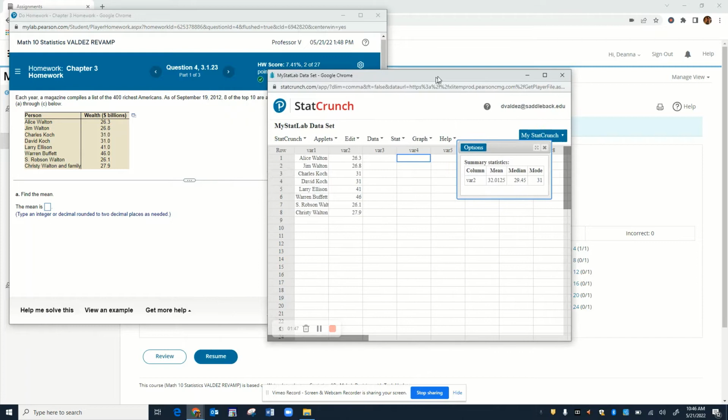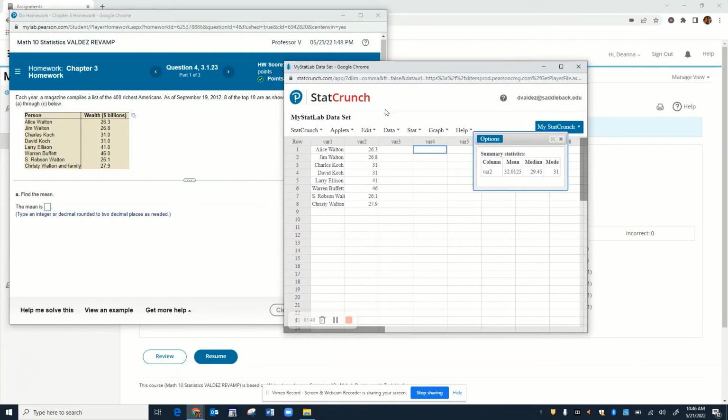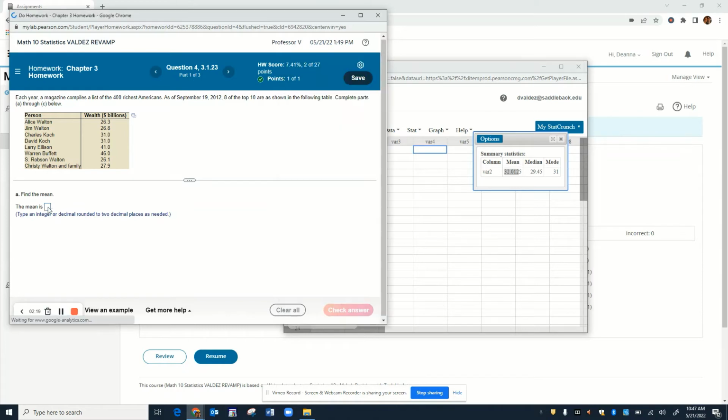I'm going to scoot this over, but notice, I don't make either window full size, so I can go between the two of them while I enter everything in. So find the mean for part A and pay attention here. It says type an integer or decimal rounded to 2 decimal places is needed. If you don't get that part right, it will mark it incorrect. So 2 decimal places for the mean, 32.0125. So notice 2 follows 1. I'm not going to round up then, so I'm going to enter 32.01 for the mean.